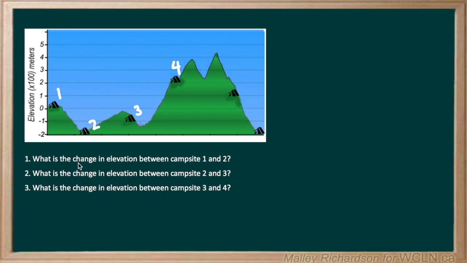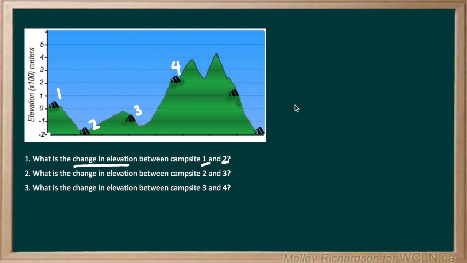We have to find the change in elevation between campsite 1 and 2. Now the key words are change in elevation. This means we have to subtract the elevation at campsite 1 from the elevation at campsite 2. So to find the elevation, we find campsite 2, and then we move along its axis to see where the elevation is, which is at -2.